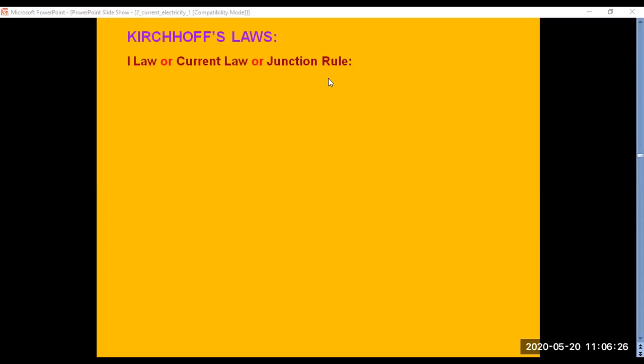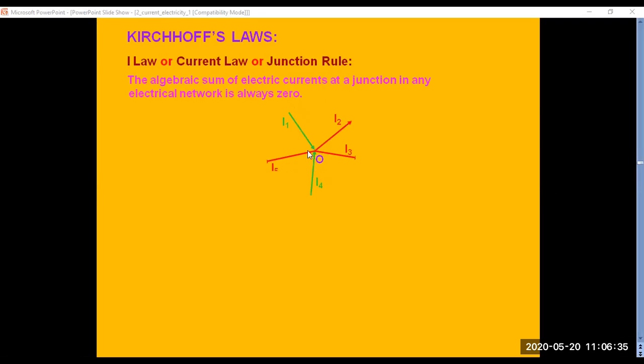So if you can observe here, I1 is one current element, I4 is the second current element, you have I2, I3 and I5. Just see the colors. Red is away from the point O, arrow mark is outward. Green is towards the point O. So this common point O, where 5 current elements are meeting, we call that your junction. So here junction is one point where 2 or more current elements meet.